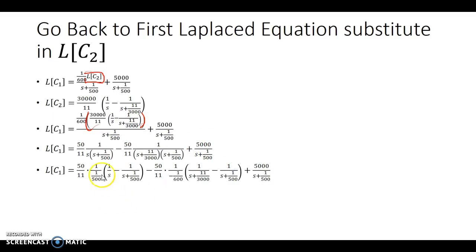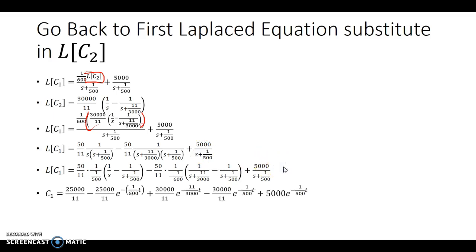Okay, almost there. So I'm going to do my partial fraction on the first term, that's this one here, minus the partial fraction on this term, that's this one here, plus the third term, that's this one here. And finally, I'm just going to do a little bit of inverting.